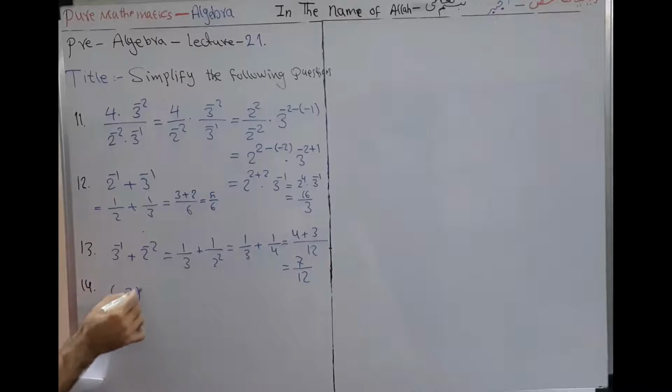Question 14: minus 2 whole to the power 0 is equal to 1. Question 15.